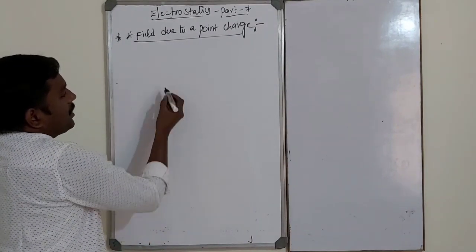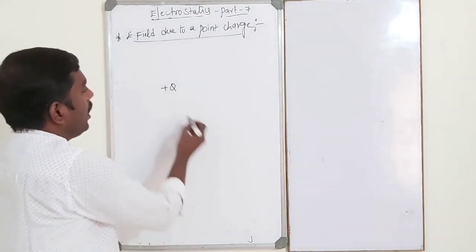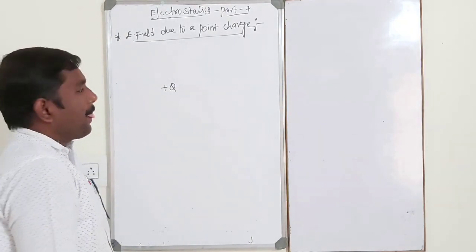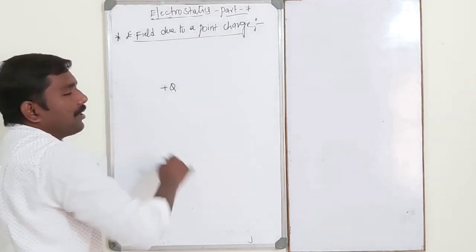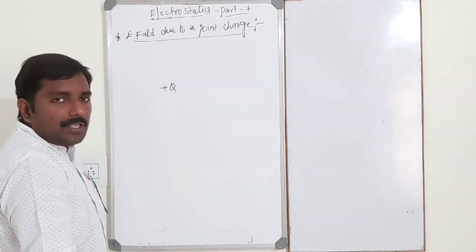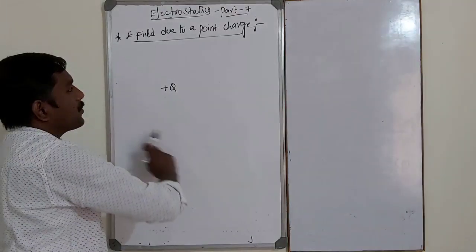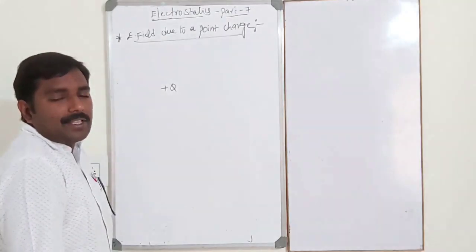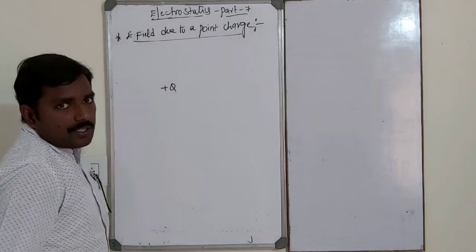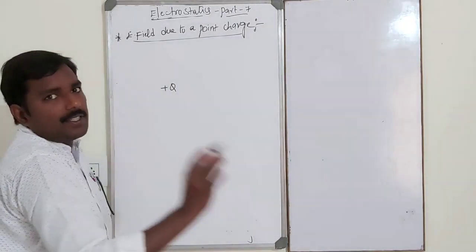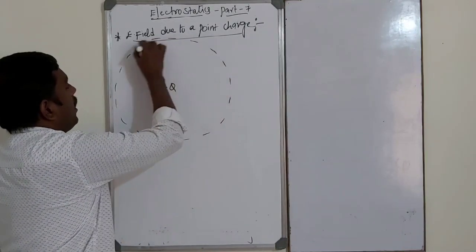Okay. So dear students, let us consider a positive charge Q. Around the positive charge, electric field is there. What is meant by electric field? It is a region in which electrical charges experience electrical force, or it is a region or space around the point charge where it influences other charges. That is called electric field. Suppose this is the electric field region.